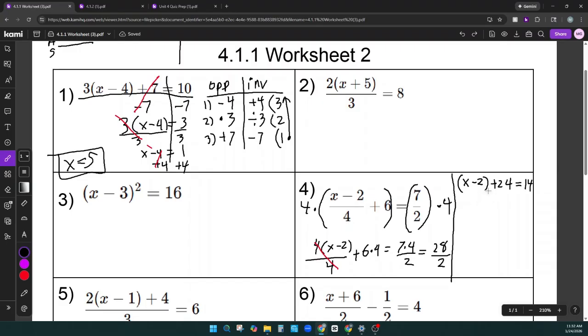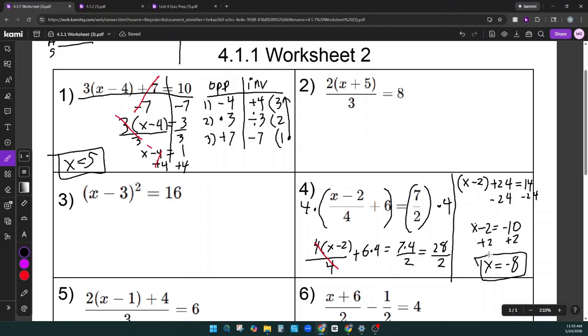So with that being said, now I just follow my inverse operations. I want to get rid of my 24 first. I minus 24, minus 24, and that's going to give me x minus 2 is equal to negative 10. I add 2, I add 2. That is going to give me x is equal to negative 8. And that is my final answer.